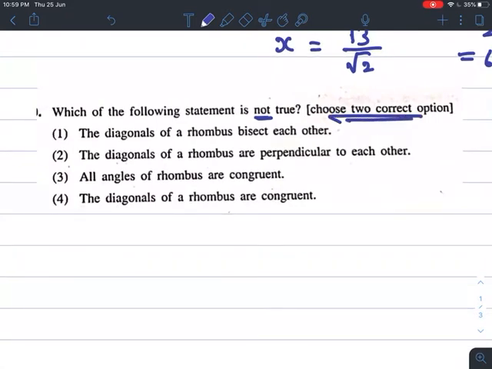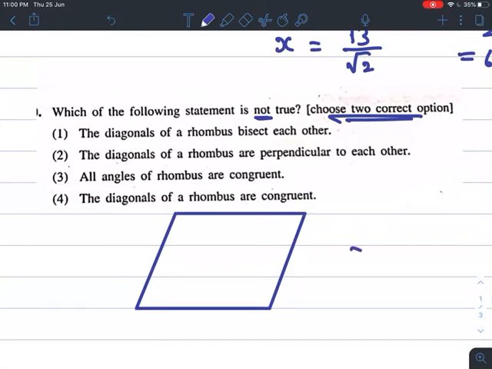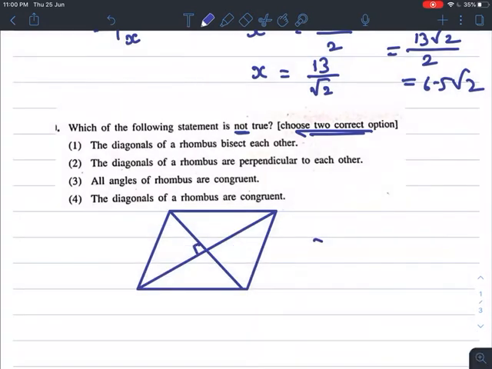We have studied the properties of a rhombus. I will draw the figure of a rhombus. So this is a rhombus. The properties of a rhombus: the diagonals of a rhombus bisect each other at right angle. This property is very important. Diagonals bisect each other at right angle.